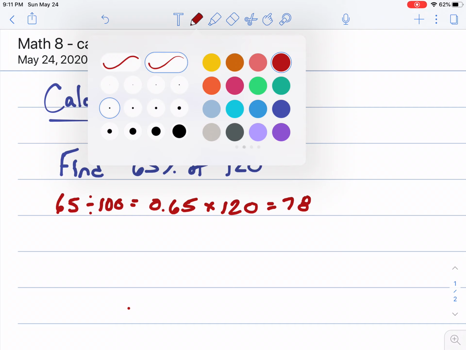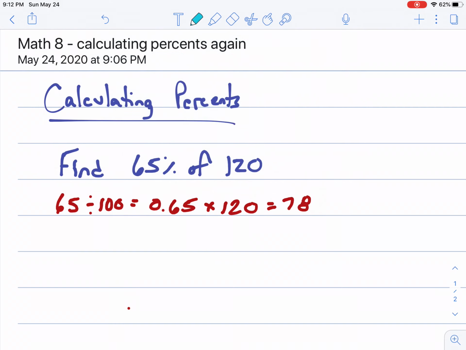I'm going to use a different color. We'll use like a blue. I could also look at it, and some people will do this, is they'll go 65 times 120 divided by 100. Doesn't make a difference in this case. The other way that I'm thinking about doing it is actually recognizing that the words of 120 mean that 100% of my thing is 120. I have 120 things. That's 100%. That's all of it. If I have 65%, what I want to do is I want to set up a ratio. And I can compare 65% and 100%.